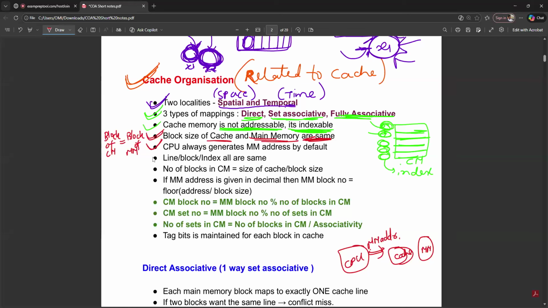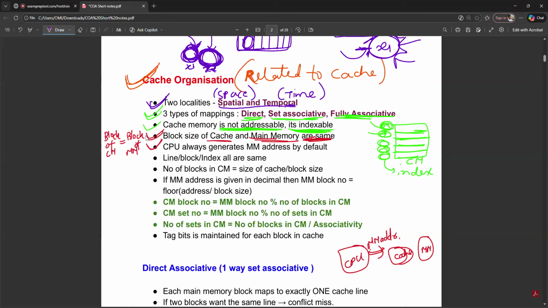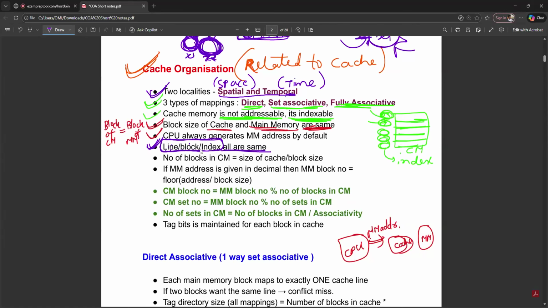Now this is another good point you need to take care of. Line, block, and index are all the same. Many times people forget what the line is, what the block is, and what the index is. If anything related to this is given in the question, you have to assume that line, block, and index are all the same.